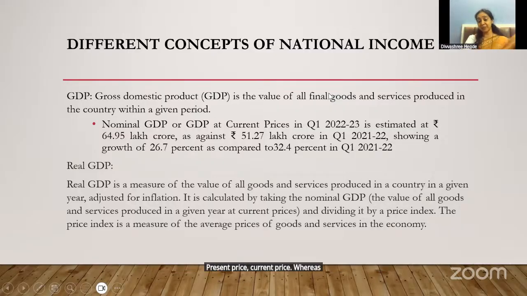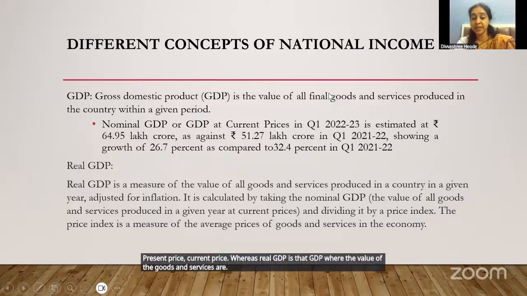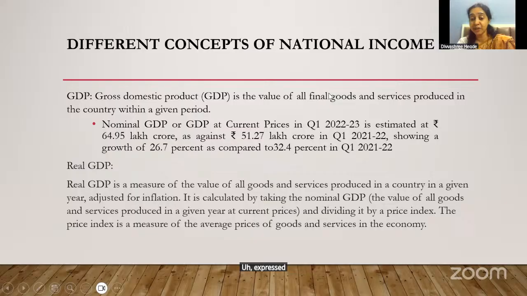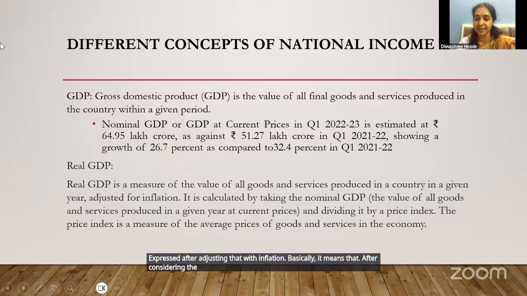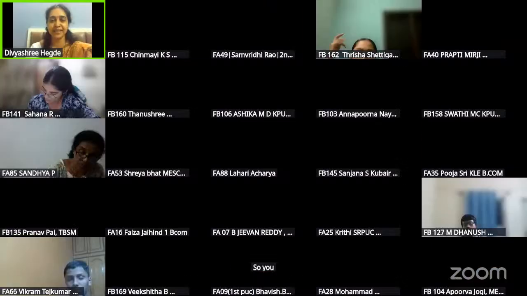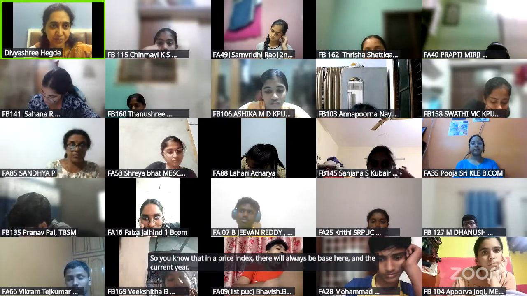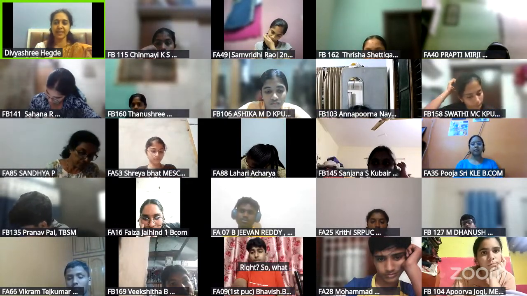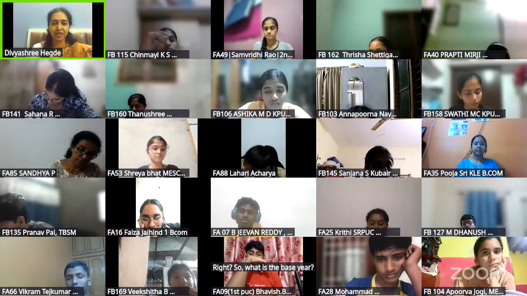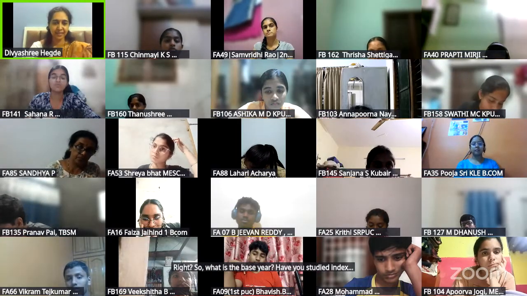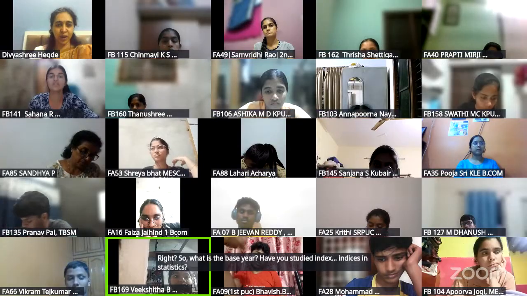Whereas real GDP is that GDP where the value of the goods and services are expressed after adjusting with inflation. Basically, it means after considering the price index. So you know that in a price index, there will always be a base year and the current year. Right? So what is the base year?